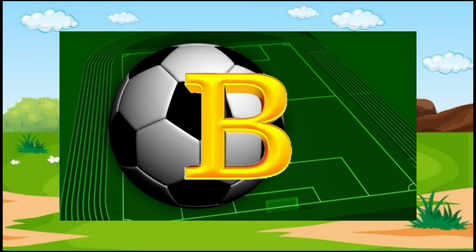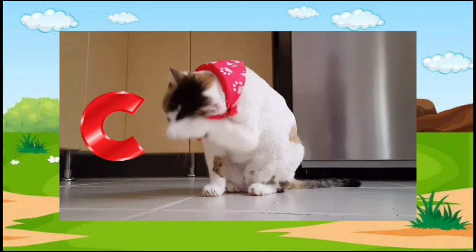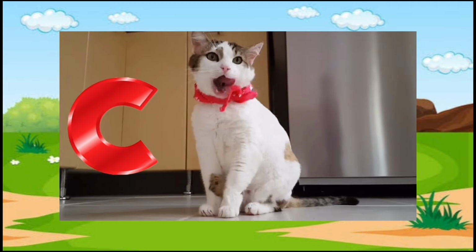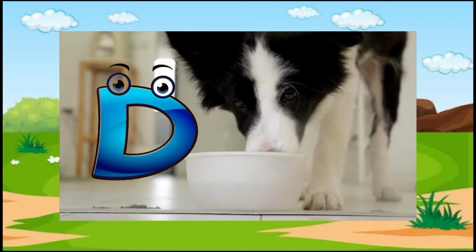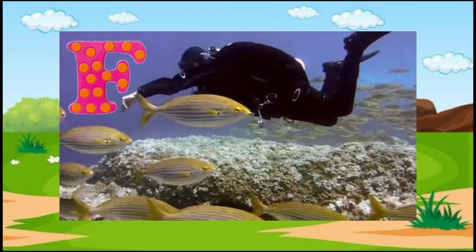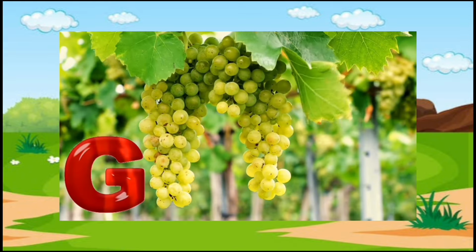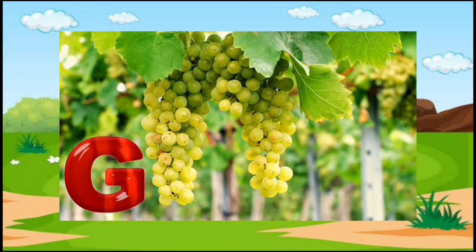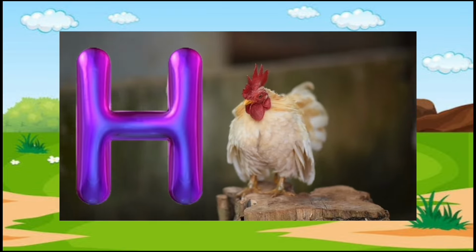B for ball, ba ba ba. C for cat, k k k. D for dog, d d d. E for elephant, e e e. F for fish, f f f. G for grab, g g g. H for hand, h h h.